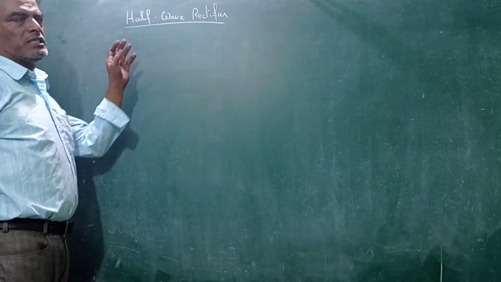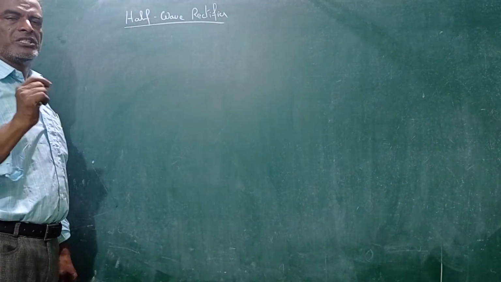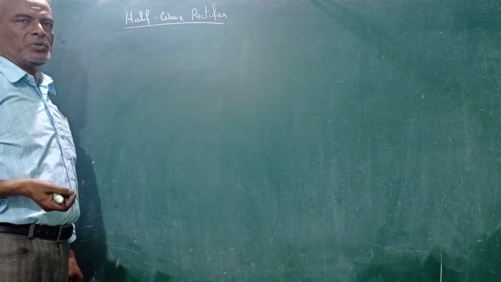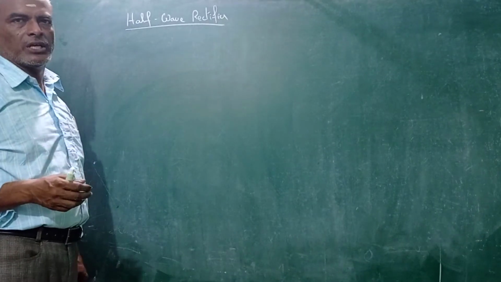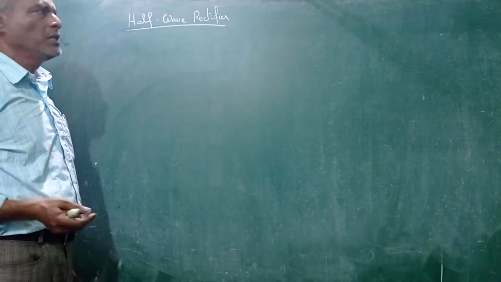Now we are going to discuss the half-wave rectifier. Rectification is the process of converting AC into DC. For that we are going to use a diode. So one of the applications of the diode is converting AC into DC.